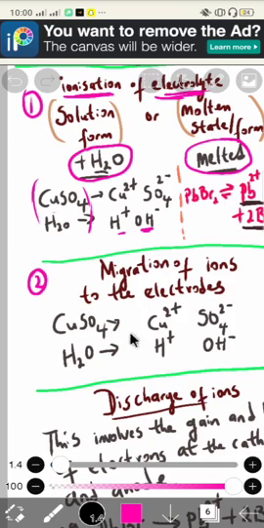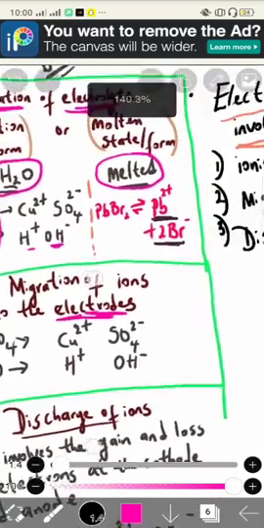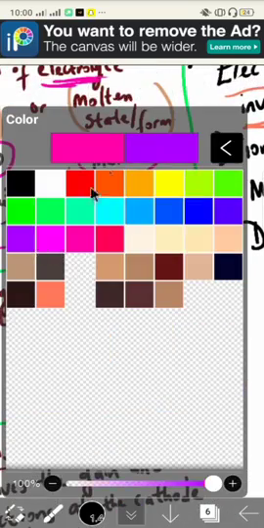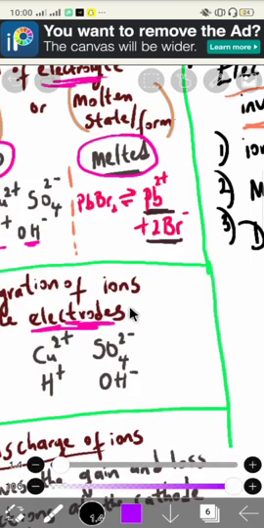So now, migration of ions to the electrode. This one here, copper 2 tetraoxosulfate 6 solution. Remember that when this one dissociates, you'll be having copper ion and so on and so forth. So now, what is an electrode itself? An electrode is the one that allows current to pass through them. And if you read your notes well, you should know that we have two types of electrode.